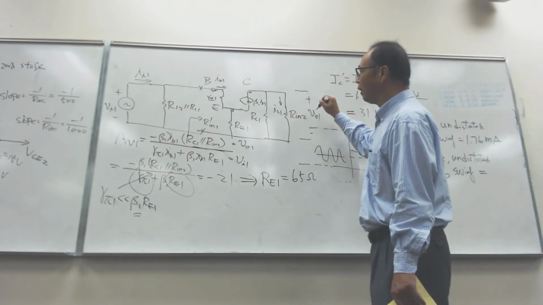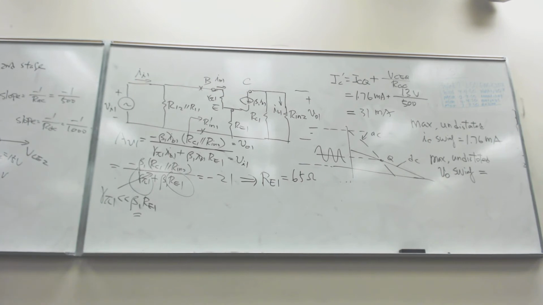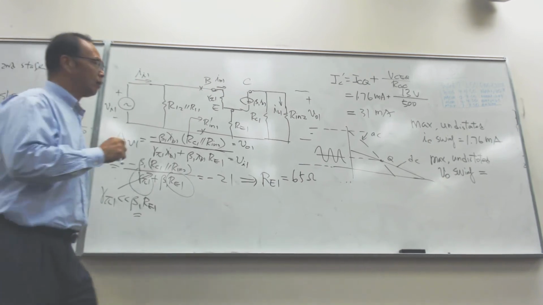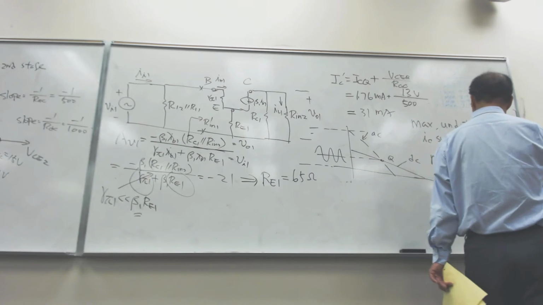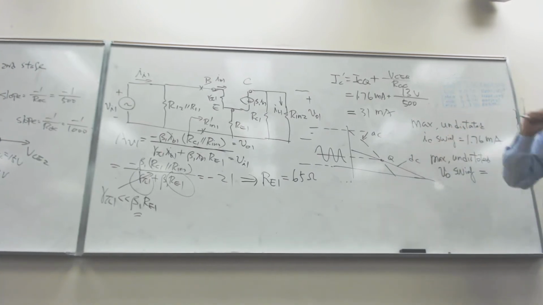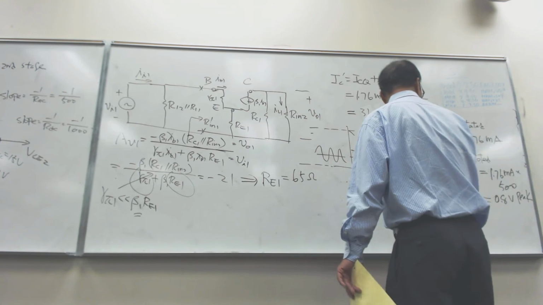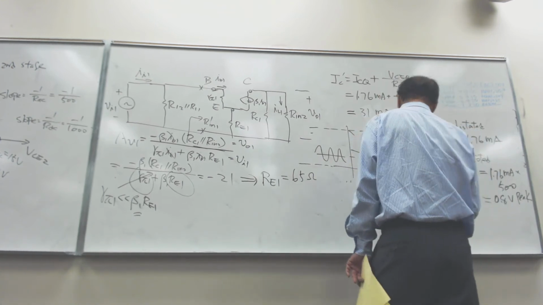Because the output voltage is related to the current. What was the formula? VO is equal to IC times what? 500, if you go back to your notes. So therefore, it's 1.76 milliamp times 500, which is about 0.8 volt peak. All right.